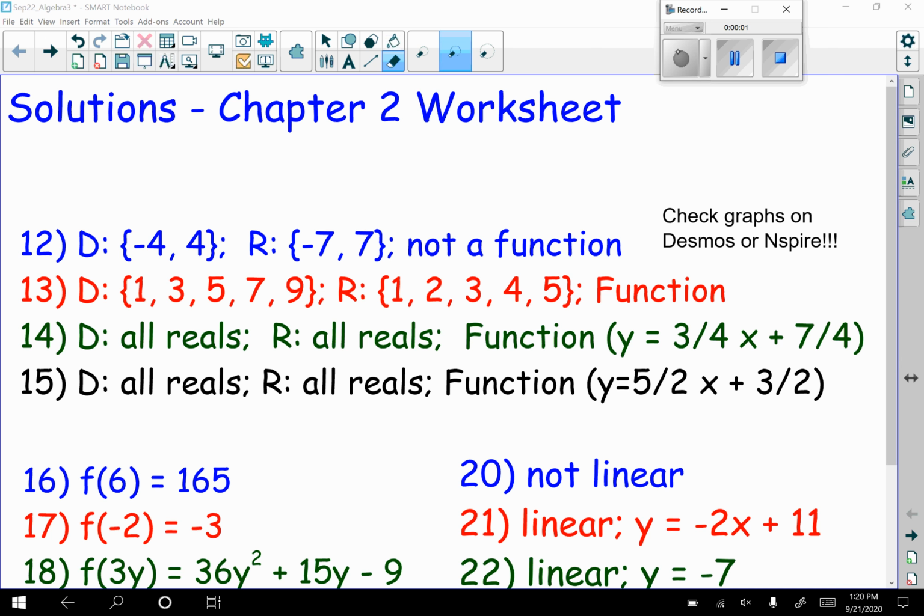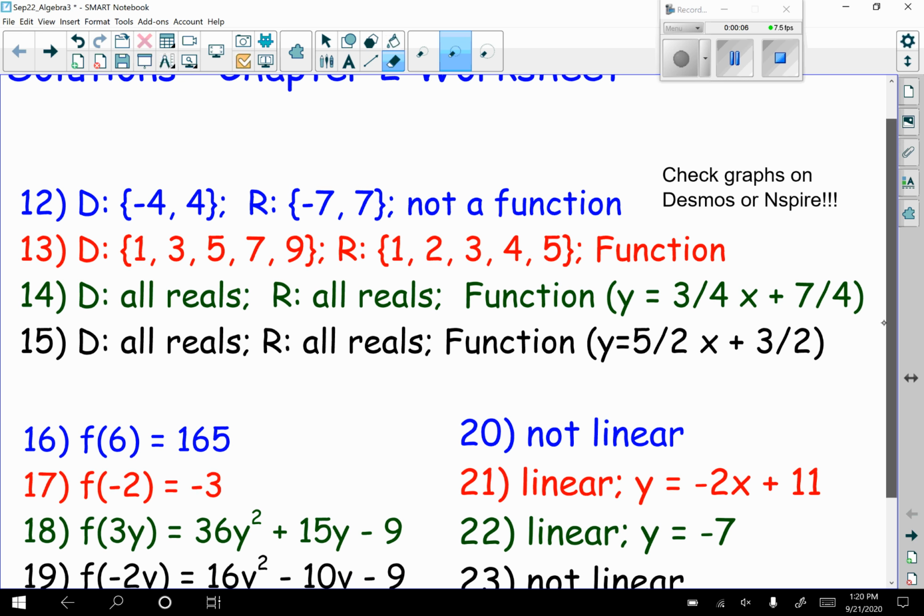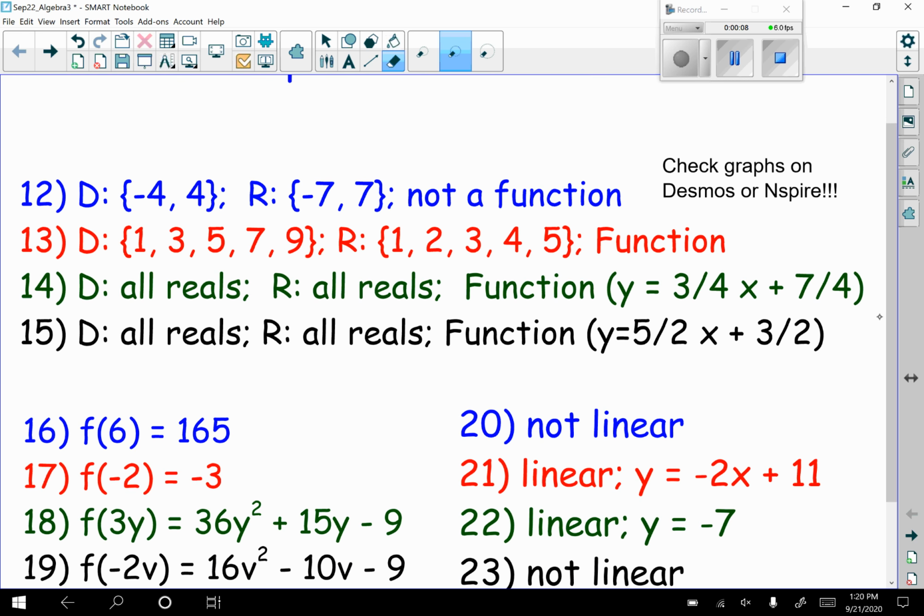Here are the solutions to the Chapter 2 study guide worksheet. Again, 12 through 15, we just had to identify the domain and range. Remember, when it's listed as a relation, we just list the domain and then we list the range. If any x values or y values repeat, we just list them once.